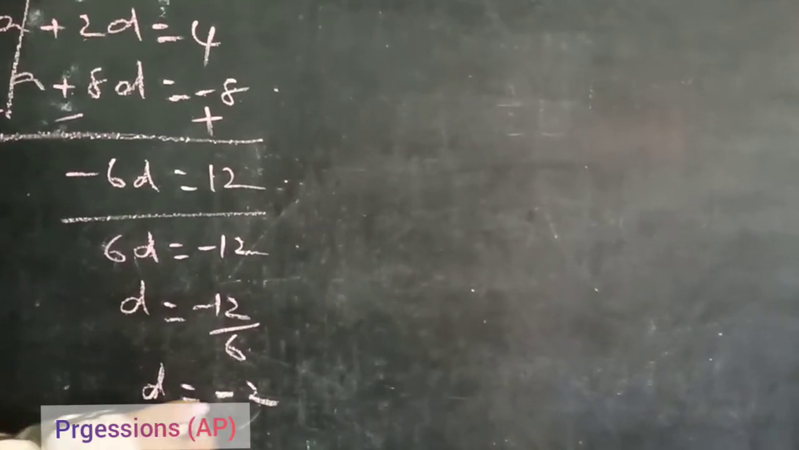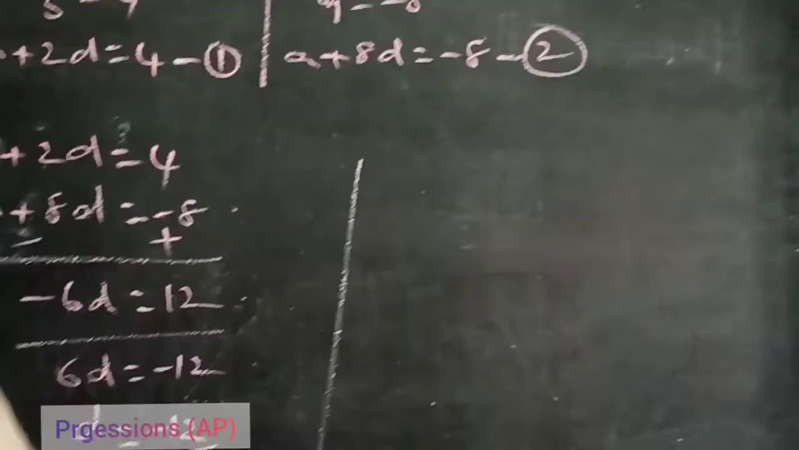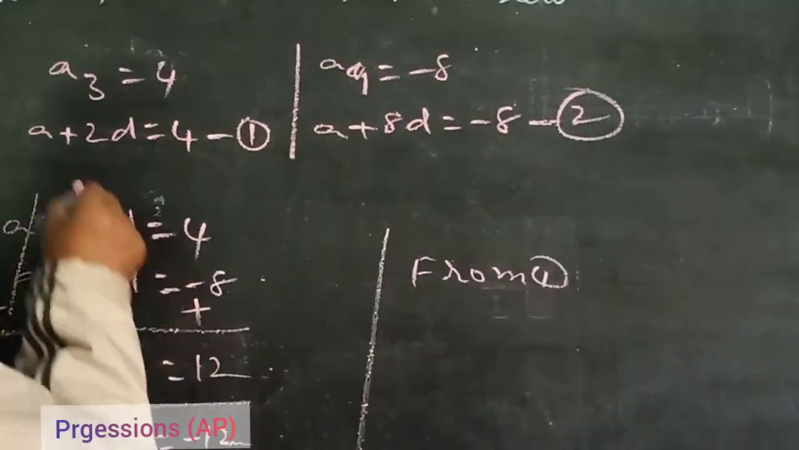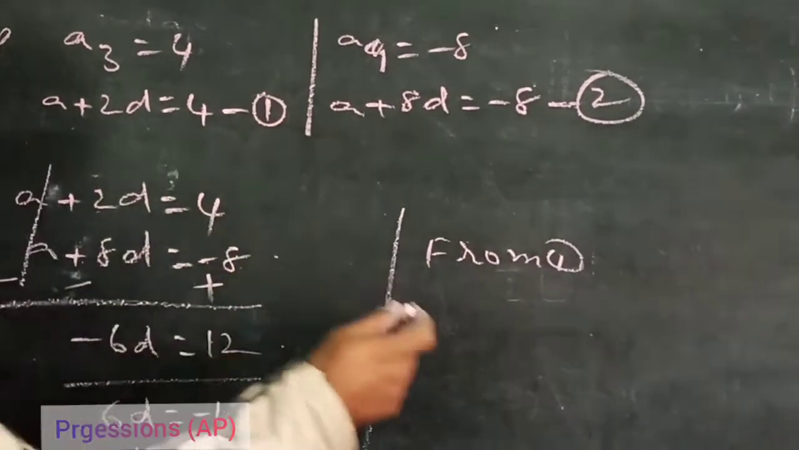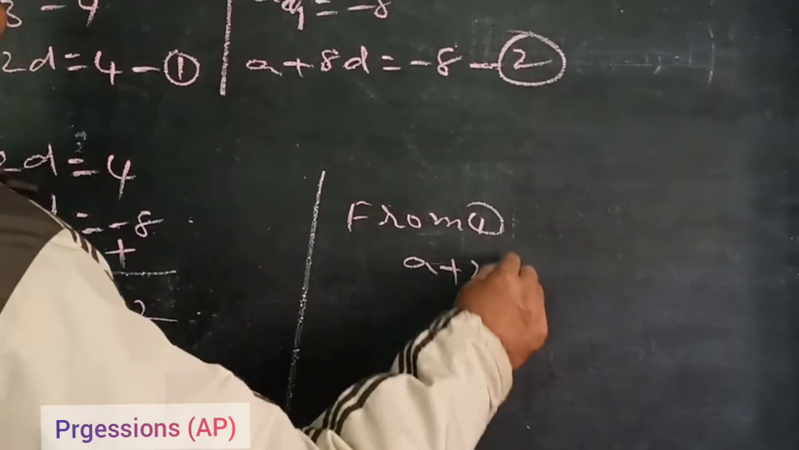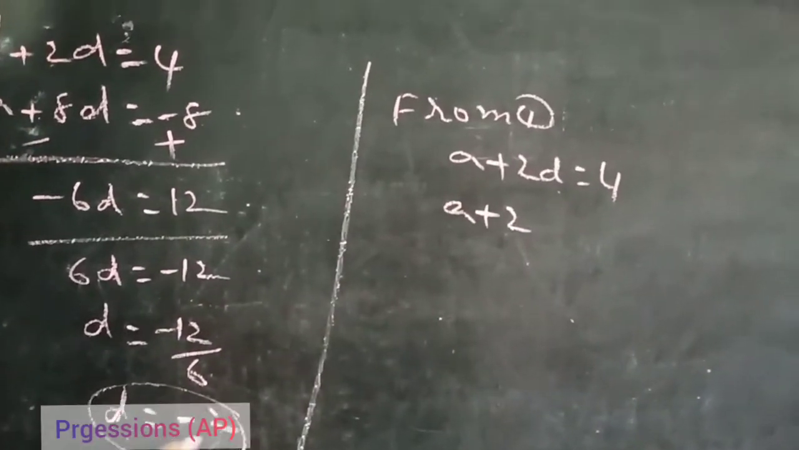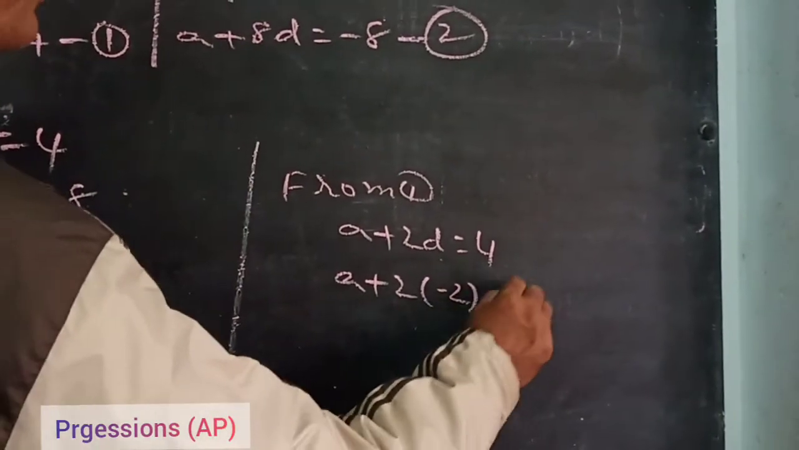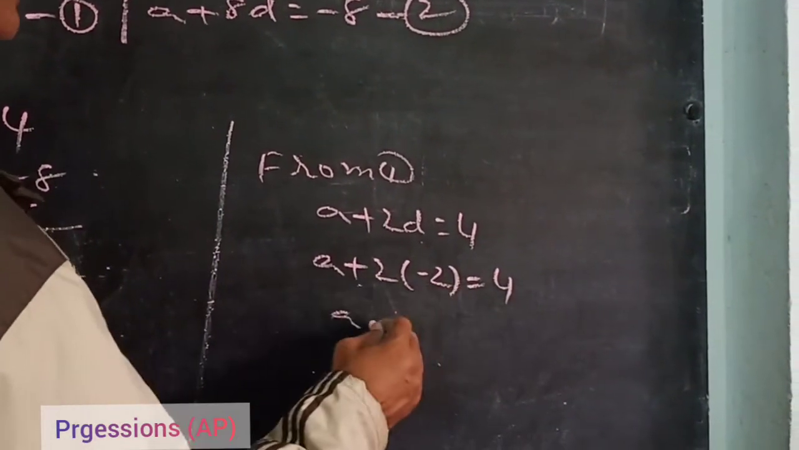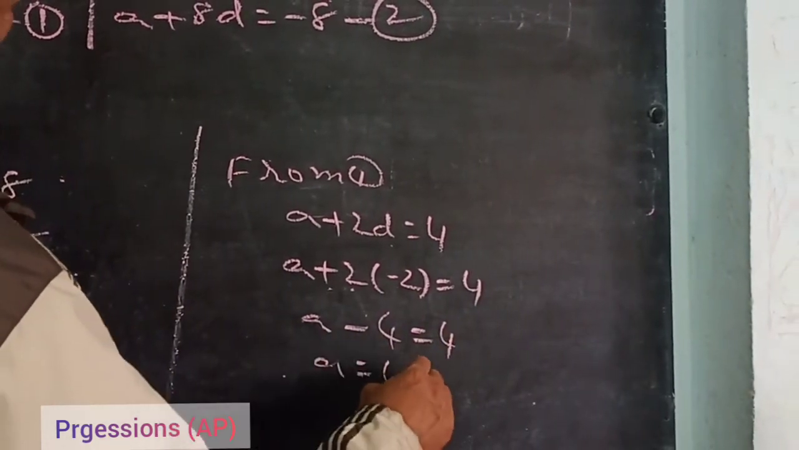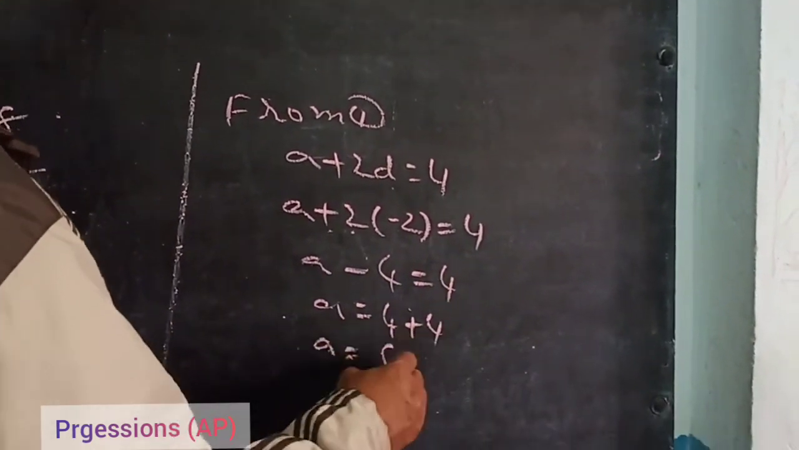Then this D is substituted in 1 or 2. So from 1, A plus 2D equal to 4. A plus 2 into D, D equal to minus 2, is equal to 4. A plus 2 into minus 2 is equal to 4. A is equal to 4 plus 4. A is equal to 8.